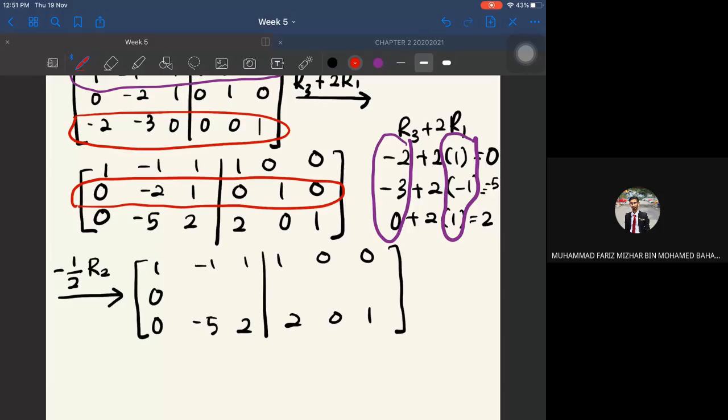Okay. So negatif 1/2 darabkan dengan setiap elemen dalam row ni. So negatif 1/2 darab kosong, negatif 1/2 darab negatif 2, semualah ambil hujung. So you should get the answer. This is 1. This is negative 1/2, 0, negative 1/2, 0.